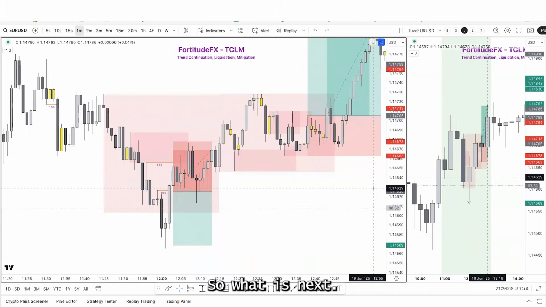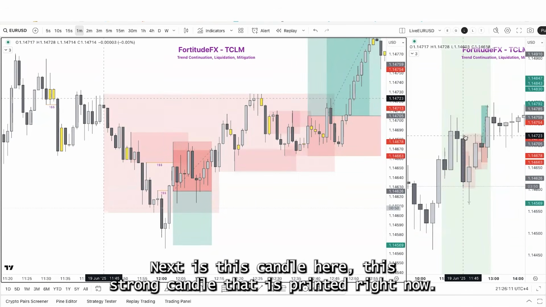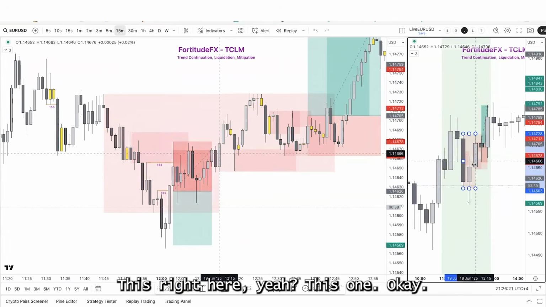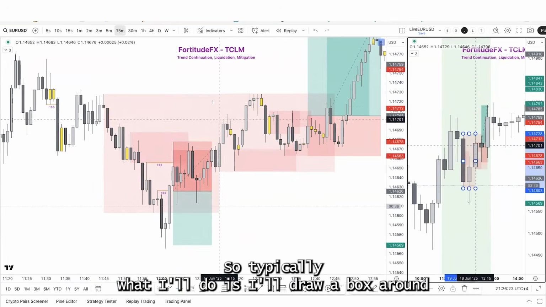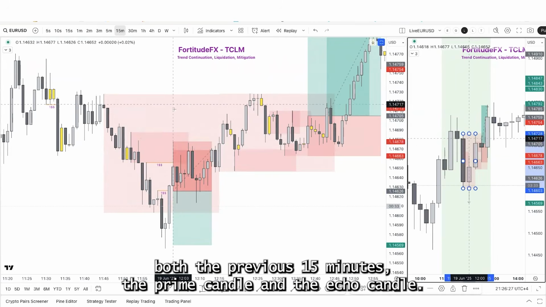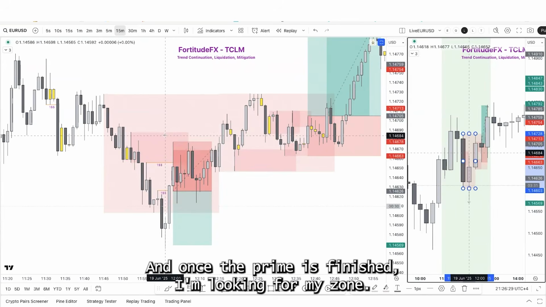So what is next? Next is this candle here, this strong candle that is printed right now, right? This is what I want to trade. This is this candle, this right here, yeah, this one, okay? So typically what I'll do is I'll draw a box around both the previous 15-minute, the prime candle, and the echo candle. And once the prime is finished, I'm looking for my zone.